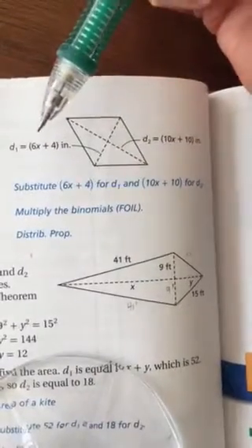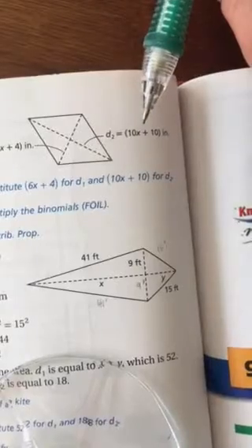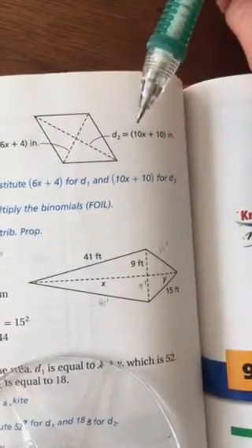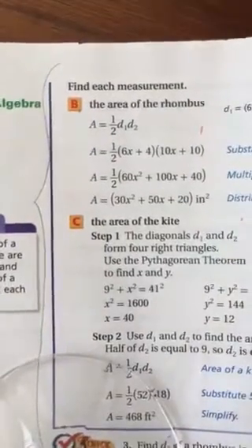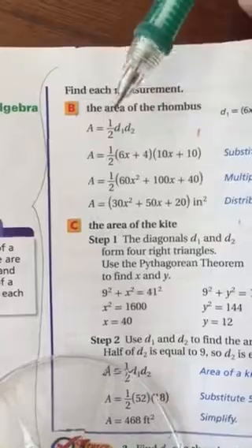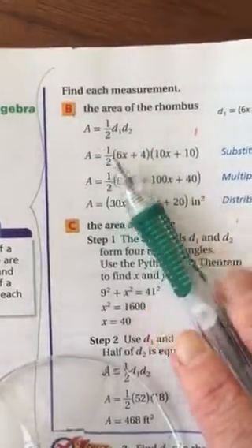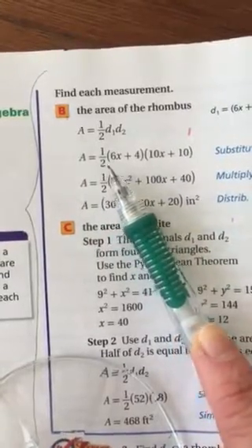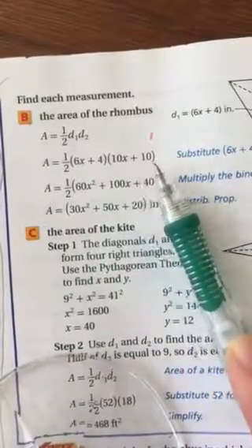So in this rhombus, we are given our 2 diagonals. We're given 6x plus 4 as one diagonal, and 10x plus 10 as the other diagonal. So this will require some algebra, but otherwise should be pretty easy. Let's plug those diagonals into our formula that says for the area of a rhombus, area equals half diagonal 1 times diagonal 2. So we are going to start plugging things in on the second line. Area equals 1/2. Diagonal 1 is 6x plus 4 times diagonal 2, which is 10x plus 10.